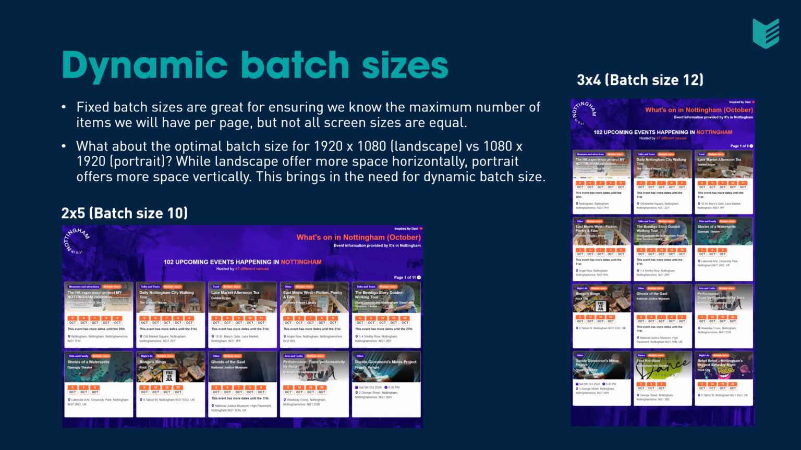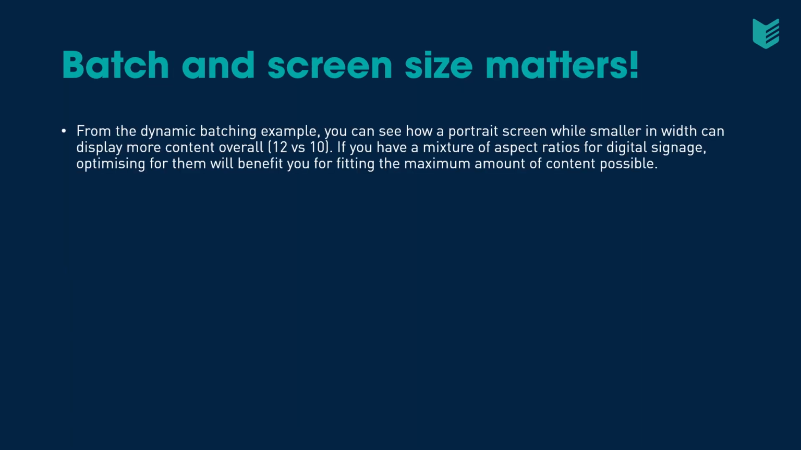Again, from that example, you can see that we can actually display 12 items versus 10, and you can definitely benefit from adapting layouts, not only in the amount of rows or the amount of columns per row, but also the batch sizing, which has an important impact.